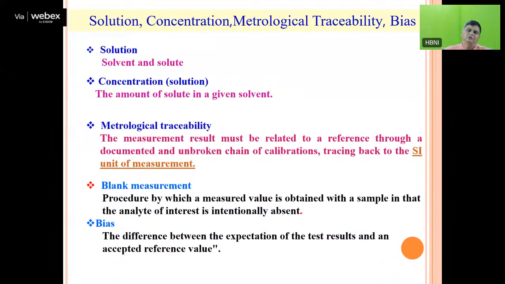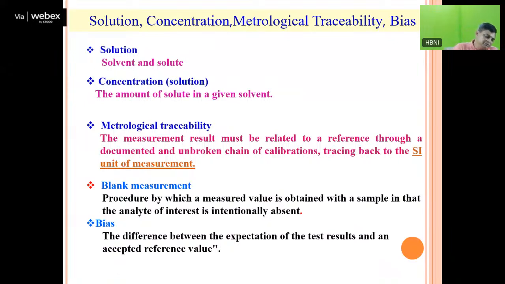Solutions, I think every one of you is aware, a solution is nothing but a mixture of a solvent and a solute. The amount of a solute which is present in that solvent is termed as the concentration. Then comes metrological traceability.